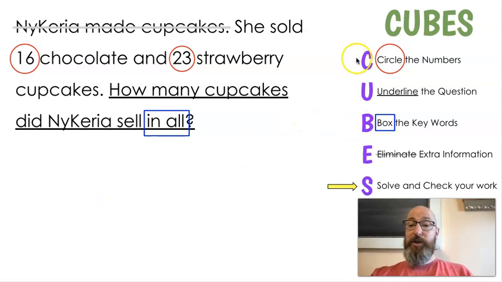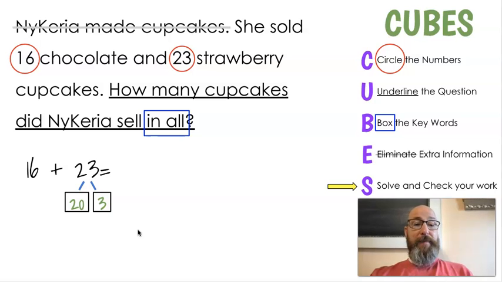Now, because we've done CUBE, we know how we're going to solve it. We know what the numbers are. We know what we're being asked to find out. We know how we're going to figure it out because we have in all. So we're going to add those two numbers, 16 and 23. Those become our add-ins. Now, to solve this, we're going to use the break apart method. So we're going to break up 23 into a 20 and a 3. And we're going to add the 20 first.